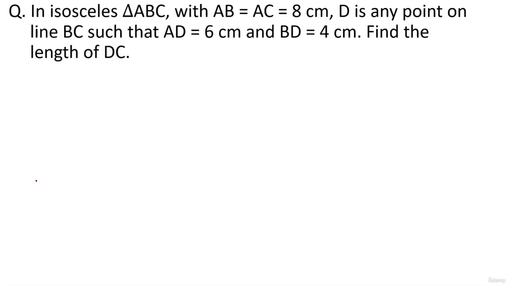In an isosceles triangle ABC with AB equals AC equals 8 centimeters, D is any point on line BC such that AD equals 6 and BD equals 4 centimeters. Find the length of DC. You can try out this question, guys. You can pause the video.